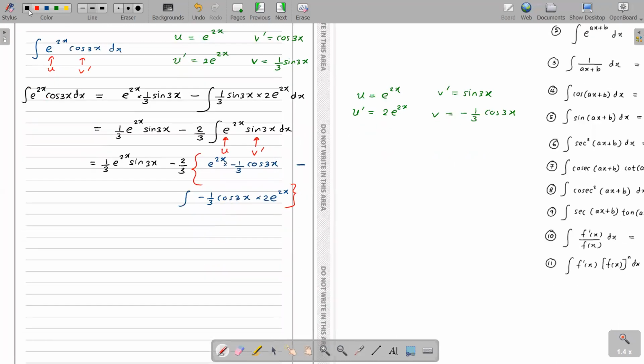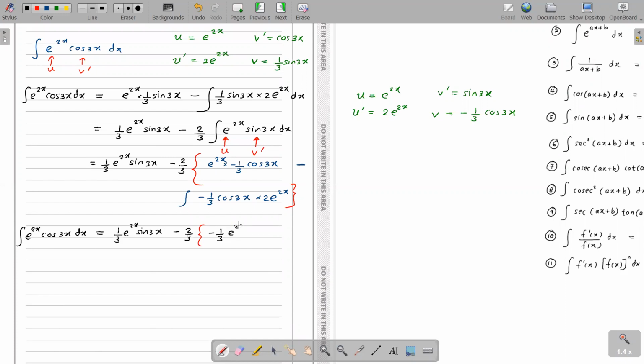Then let's rewrite the sum again. So I have here integration of e to the power 2x cos 3x dx is equal to what? 1 over 3 e to the power 2x sine 3x, minus 2 over 3. Shall I open the bracket with minus 2 over 3? Are you okay with it? Wait, let me do it in the next step. You could lose a few steps here.